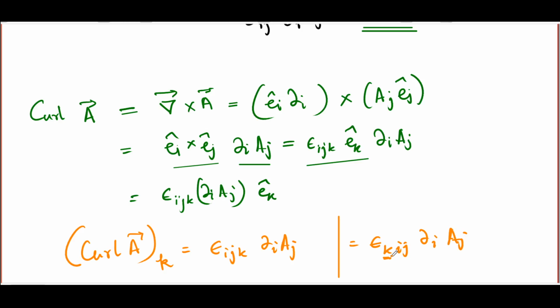The k, the component you are looking at, would be sitting at the front, which is maybe easier to remember. The next two indices are i j and del_i a_j here. Notice that epsilon_ijk and epsilon_kij are exactly the same. So there is really no difference in the two expressions. It's just that very often it's easier to remember that the kth component of curl has an epsilon symbol beginning with a k. And the two other indices are dummy, i j, del_i, a_j.